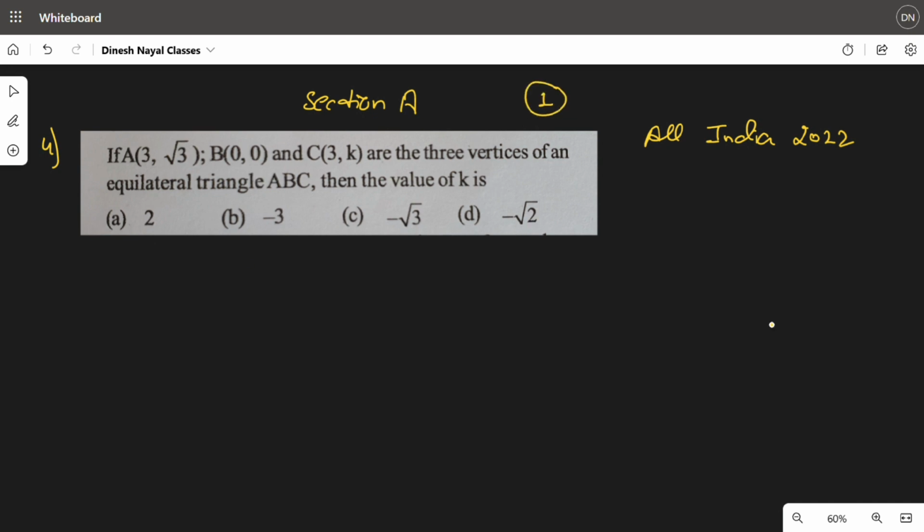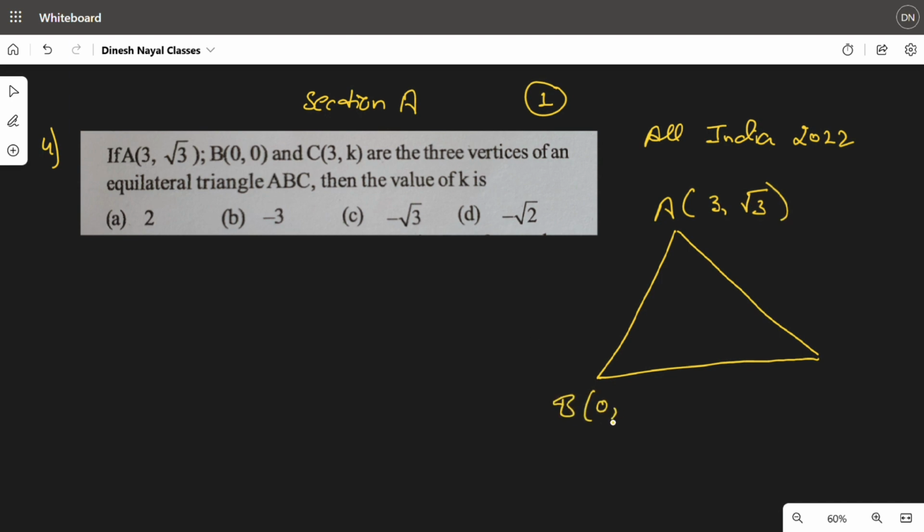So now let's first draw the triangle. Consider this as the triangle. These are the vertices. A has coordinates 3 comma root 3, B they have given as 0 comma 0, and C is 3 comma K. So you have to find the value of K.